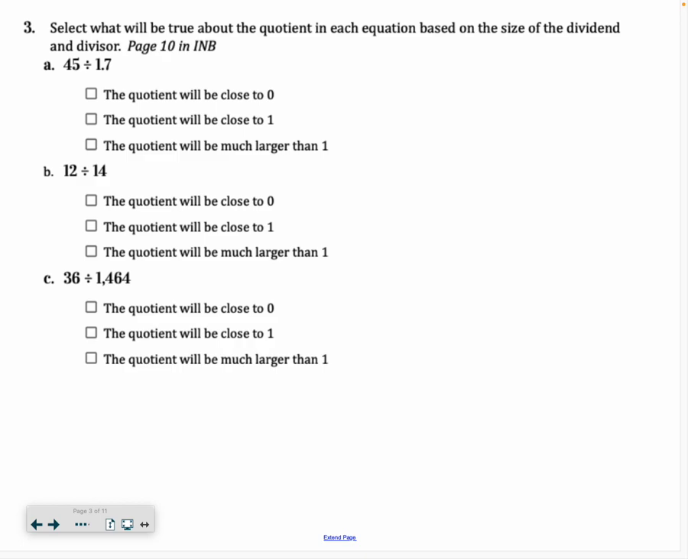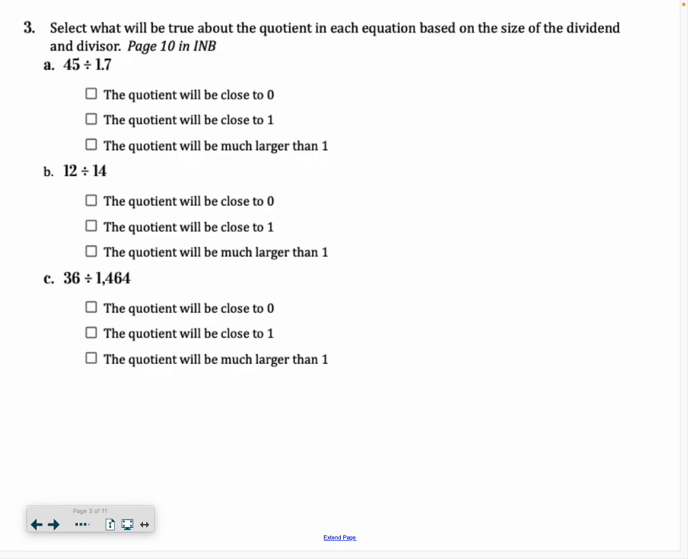Select what will be true about the quotient in each equation based on the size of the dividend and the divisor. So this goes back to a card sort we did early in the unit where we were given like 20 different expressions that we had to sort into the columns of the quotient, which will mean answer. The quotient will be close to 0, the quotient will be close to 1, or the quotient will be much larger than 1.